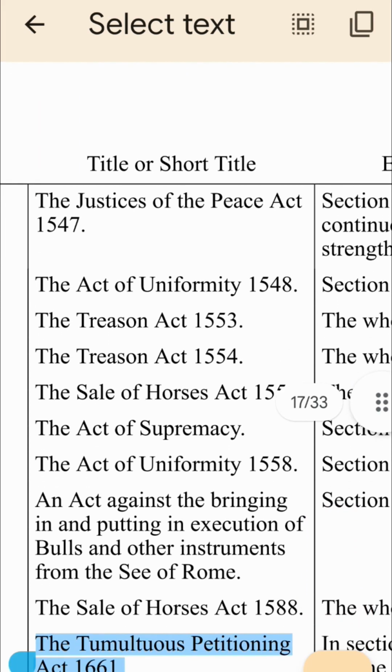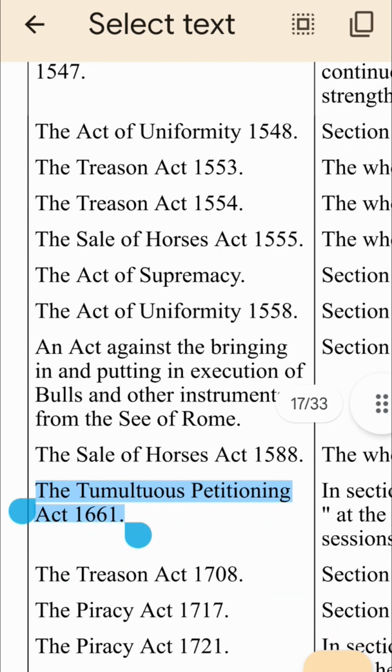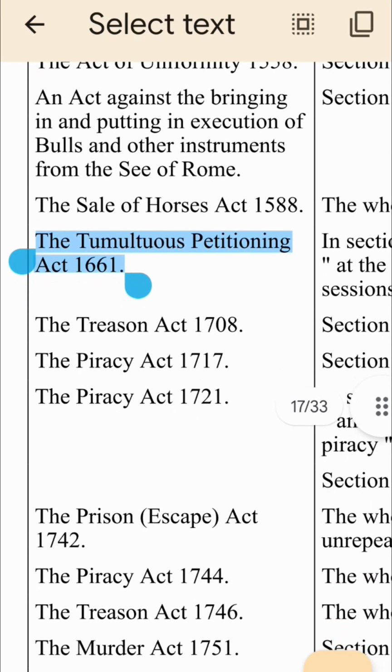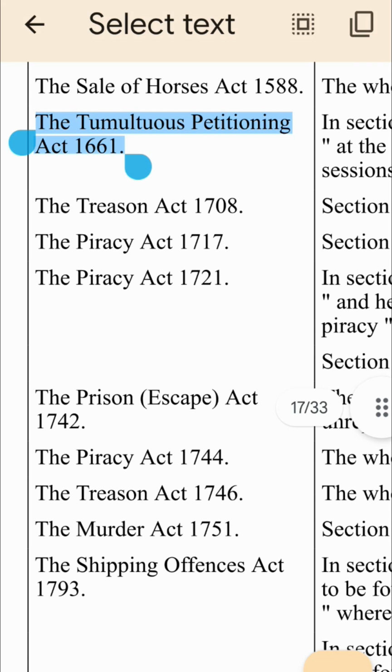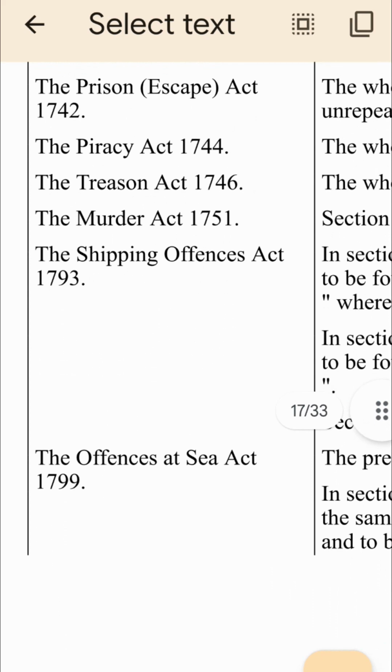Treason Act, 1554. I wonder how come Sir Robert Peel didn't get suspected or prosecuted for the Parliament burning down? The Act of Supremacy, I've heard of that. The Act of Uniformity. The Act against the bringing and putting in execution of bulls and other instruments from the See of Rome. Sale of Horses Act. The Tumultuous Petitioning Act. Treason Act 1708. Piracy Acts, two of them. Prison Escape Act. Piracy Act. The Treason Act. The Murder Act. The Shipping Offences Act. Offences at Sea.